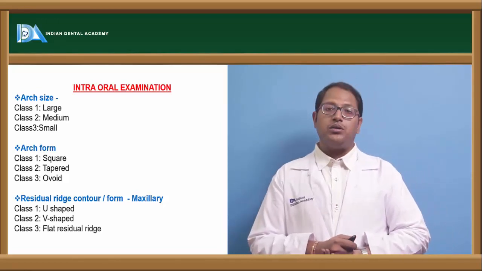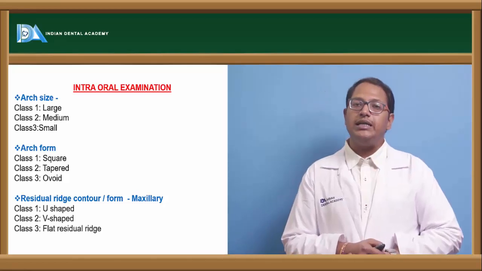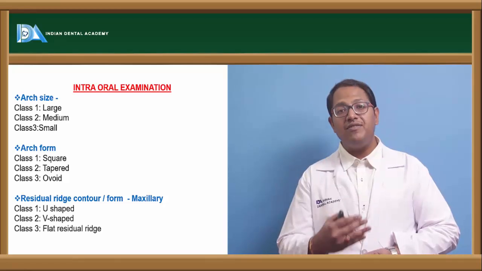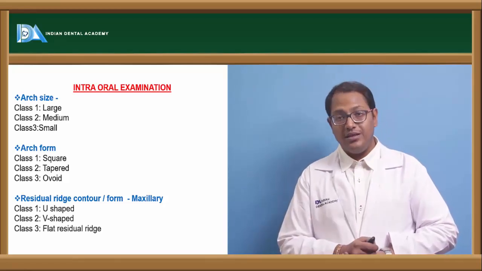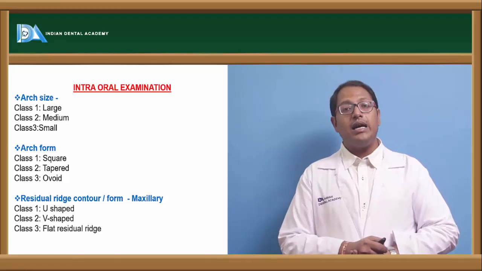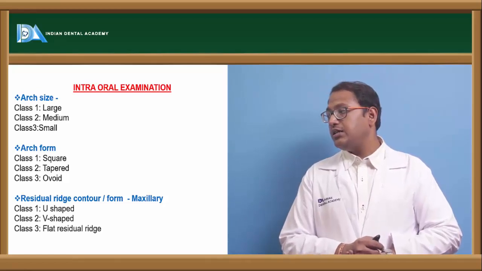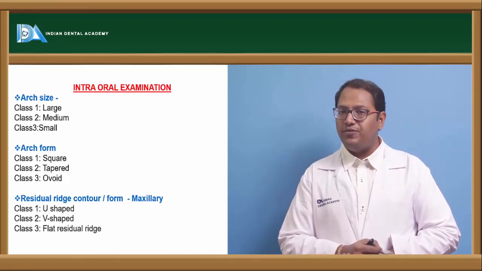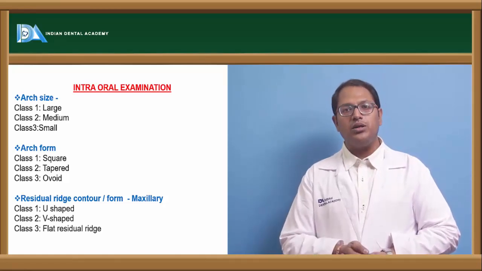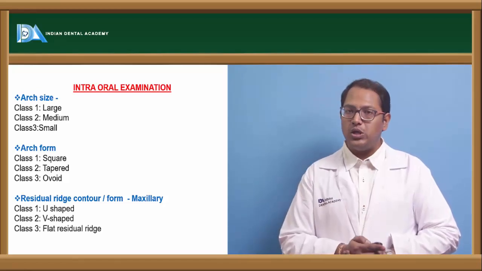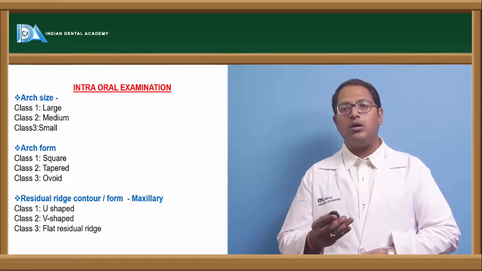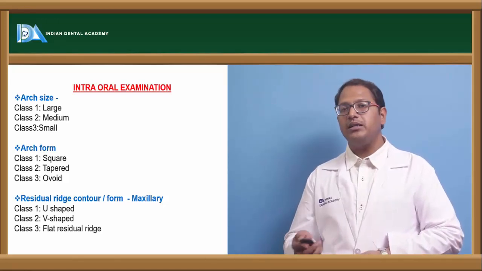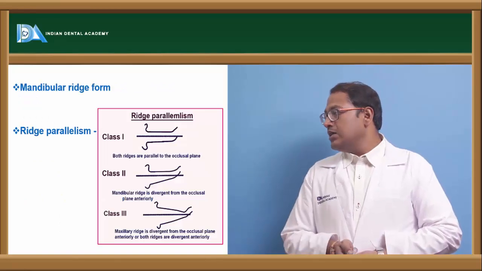Residual ridge contour. It is very important for a completely edentulous patient to understand how their residual ridge is left when the patient enters your dental clinic. For the maxillary arch, the upper arch, it can be U shape, it can be V shape, or it can be totally flat. Why is that so? Because any bone resorbs either centrifugally or centripetally. Coming to the maxilla, it goes centrifugal. Coming to the mandible, it goes centripetal.